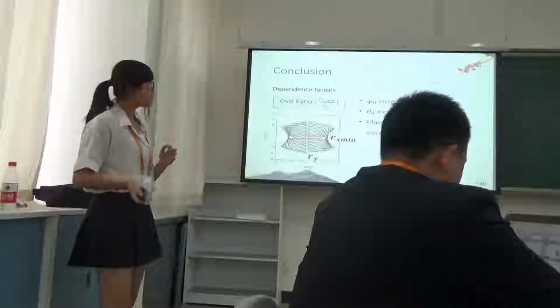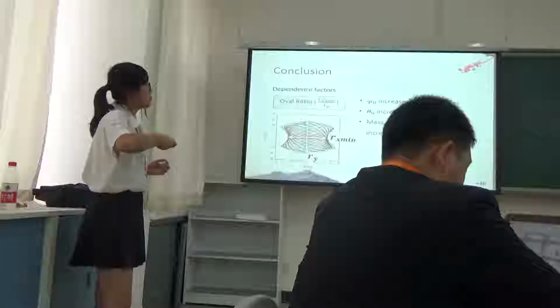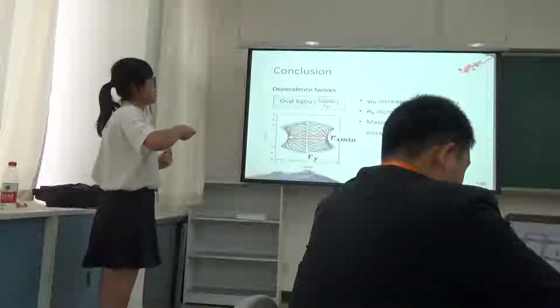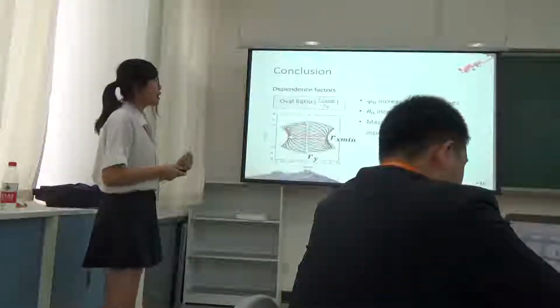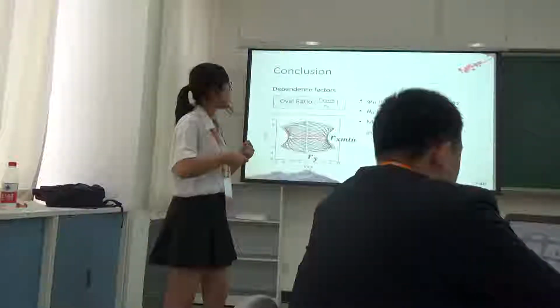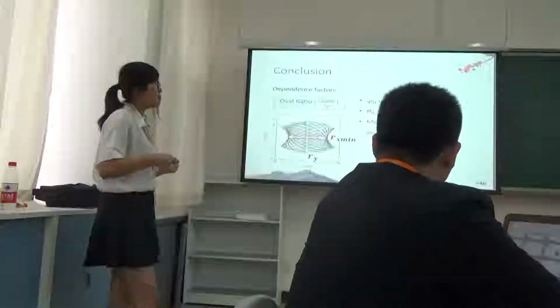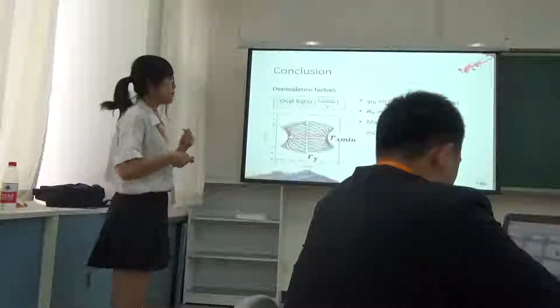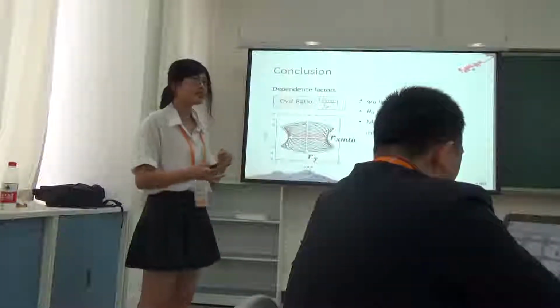And for the overshoot ratio, the middle part's amplitude is divided by the maximum amplitude in the y-axis, and we found that as the initial phi increases, the overshoot ratio will decrease. As the initial theta angle increases, it will decrease, and as the mass of the ball increases, it will also increase.